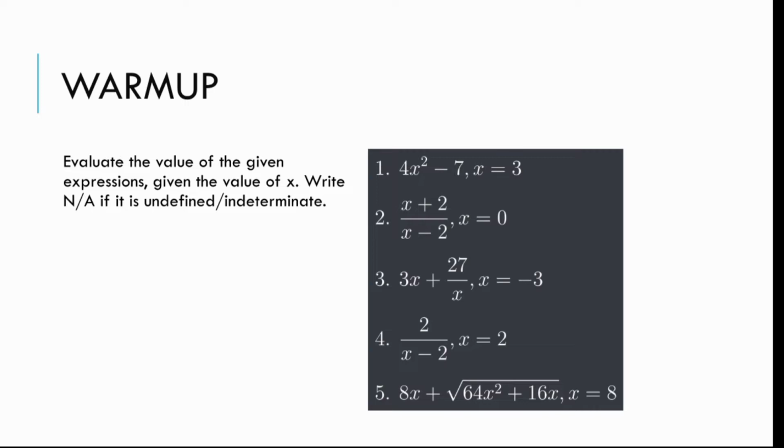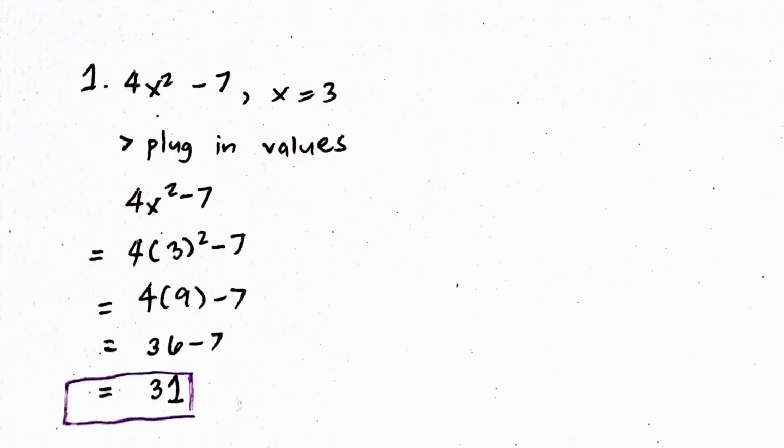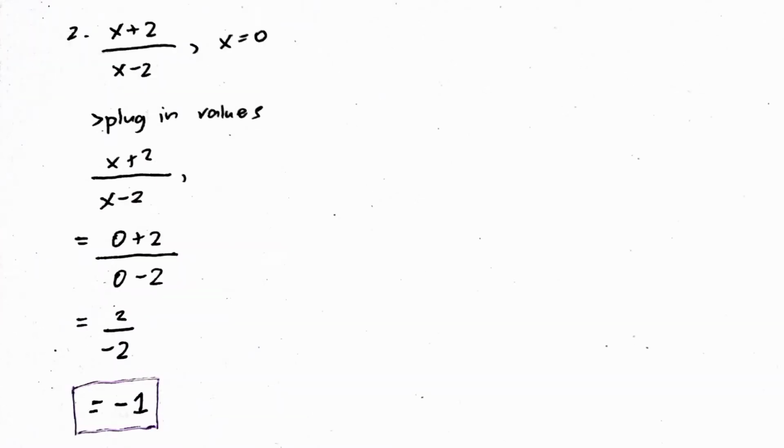So the general procedure is to just plug in the value of x to the function. Number 1, for 4x squared minus 7, plug in 3 to the x value. So we'll have 4 multiplied by 3 squared minus 7, and algebra will follow. So the value of 4x squared minus 7 when x is equal to 3 is equal to 29. Number 2, do the same, plug in the values of x. So we'll have 0 plus 2 all over 0 minus 2, resulting to negative 1.